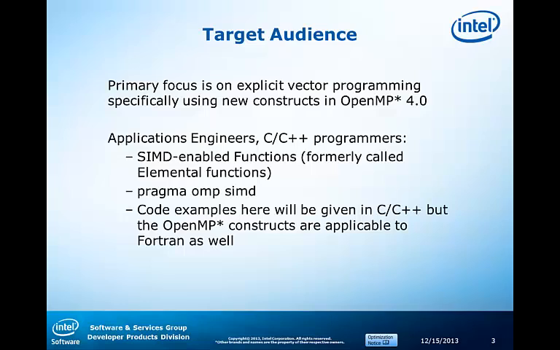We'll be introducing some new concepts that can be implemented with new vector features added to OpenMP 4.0. These features are called SIMD-enabled functions, formerly called elemental functions, and Pragma OMP SIMD. Note that all the code examples in this series will be given in C and C++, but the OpenMP constructs are available to Fortran developers as well.